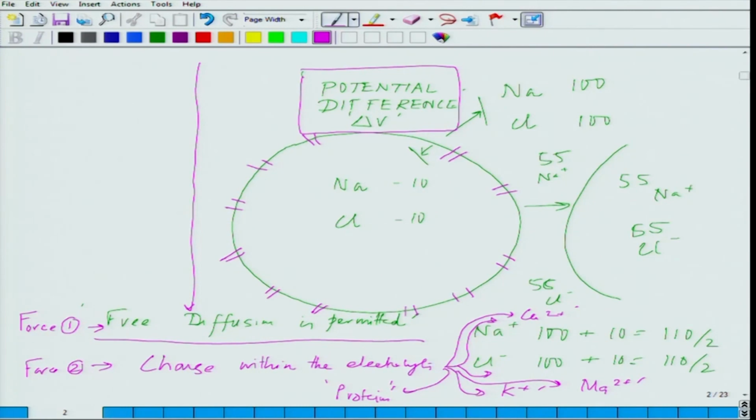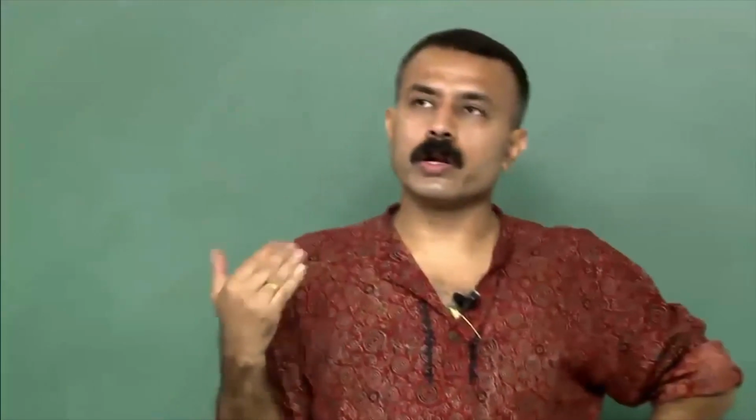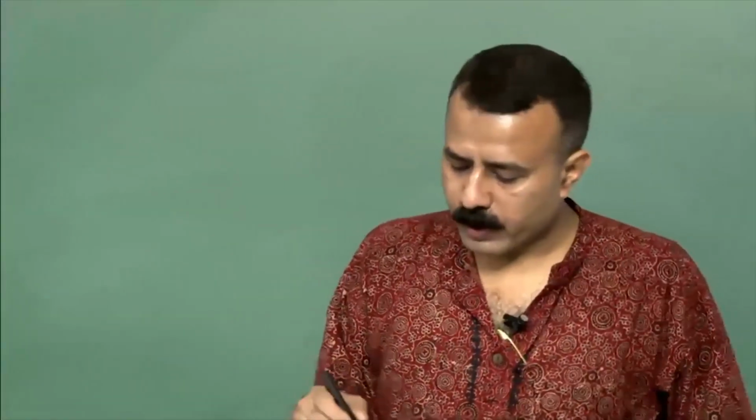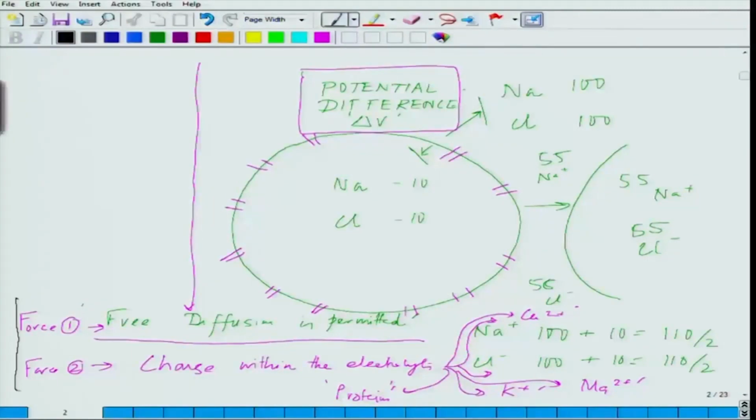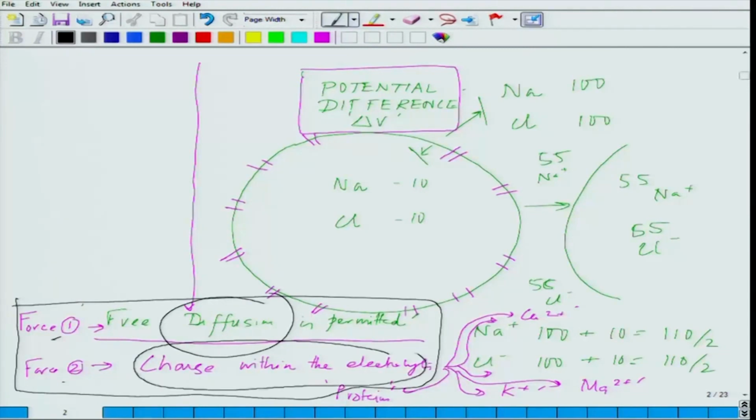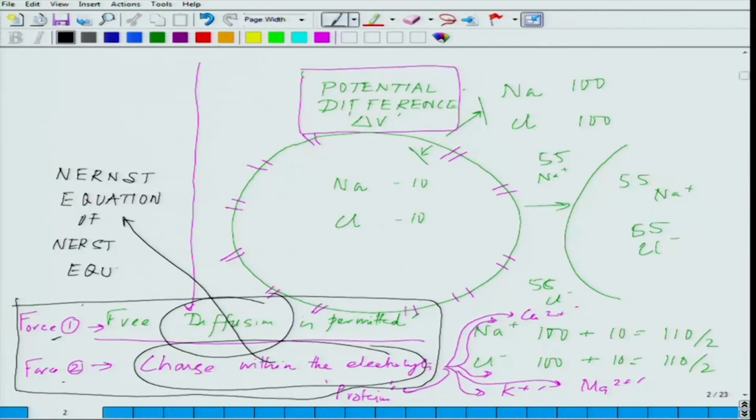So, there is a whole range of electrolytes which are present, and apart from them, there are a few non-electrolytes. Their diffusion is totally different. We are not going to deal at this time with how they are diffusing. I will briefly touch upon it while I am talking about the Nernst equation, and the balancing act here between these two forces, force 1 and force 2, the free diffusion force and the charge within the electrolyte. The balancing act is driven by the Nernst equation, or Nernst equilibrium.